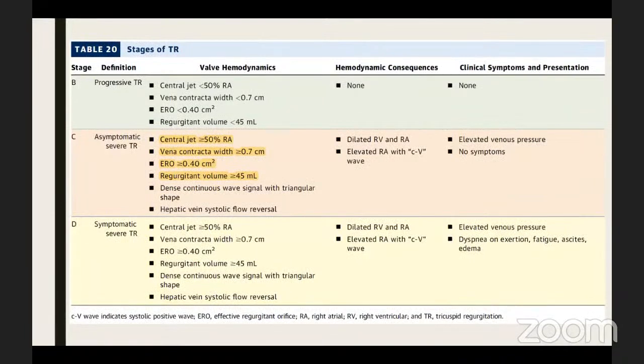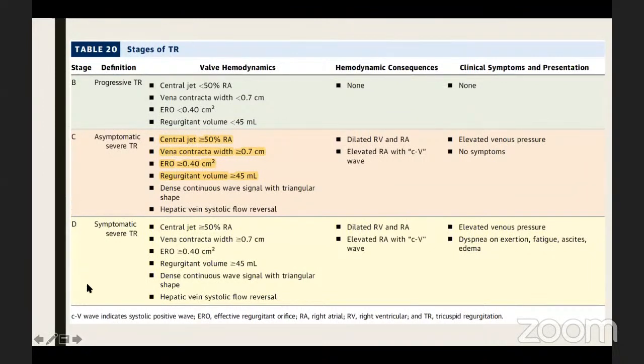So moving on to the 2020 guidelines, they state the stages of TR as follows. The first stage B, which is progressive TR, has the following hemodynamics: a central jet that's less than 50% of the RA, the vena contracta less than 0.7 centimeters, the effective regurgitant orifice less than 0.40 centimeters squared, and the regurgitant volume less than 45, and of course, no hemodynamic consequences or symptoms.